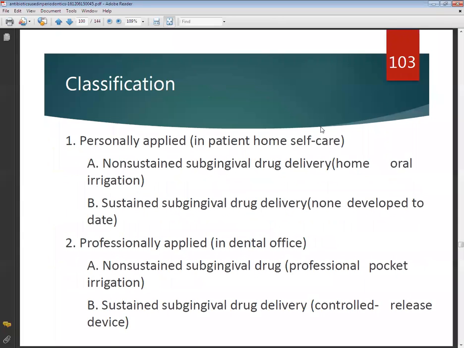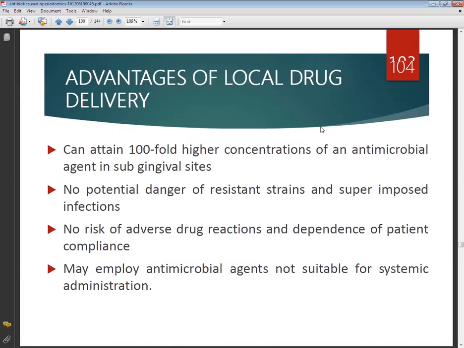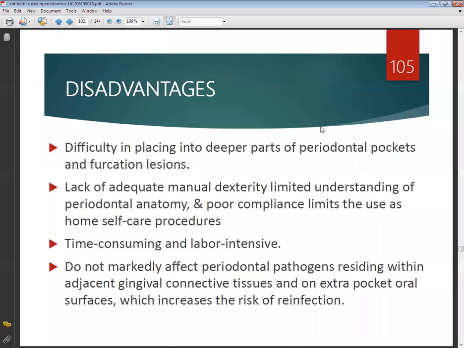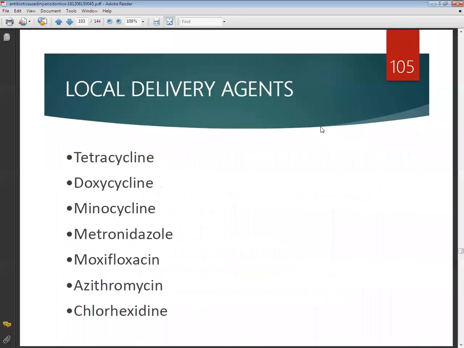Classification of local drug delivery: it is classified into personally applied and professionally applied. Personally applied is what patients can use in home care, self-care, whereas professionally applied is usually applied in your dental office. The advantage of local delivery is that a much higher concentration is obtained with these drugs. The disadvantage is placing it into deeper tissues of periodontal pockets and furcation involvement.